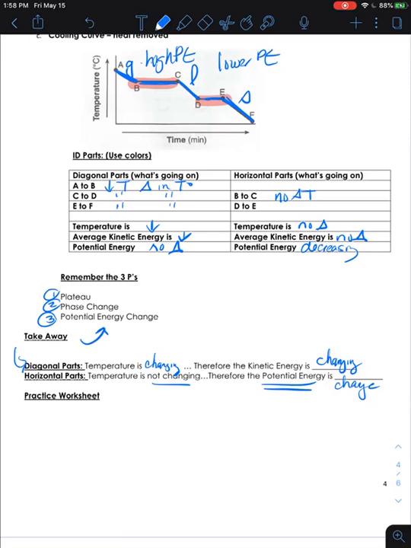So work on your skills. We'll do a couple practice worksheets. We'll take a look at the heating curve of water.